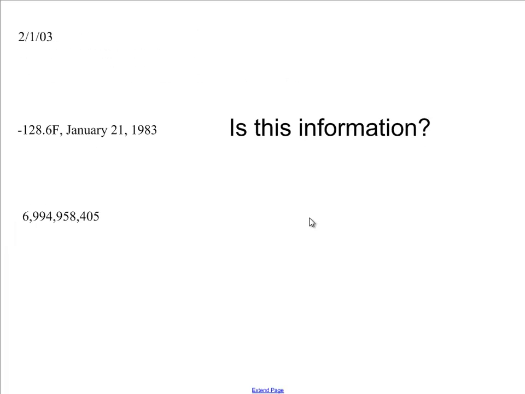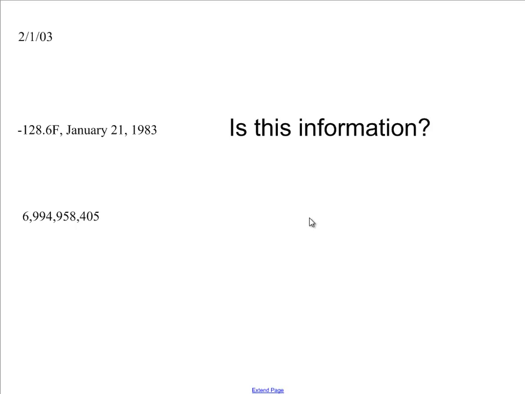So, looking at those definitions, I want you to consider the following. Which of these do you think is information? Or do you think these are pieces of information at all? I mean, we've got a date here. We've got what looks like a temperature and a date and some very large 6.9 billion number. What are these, and are they information?